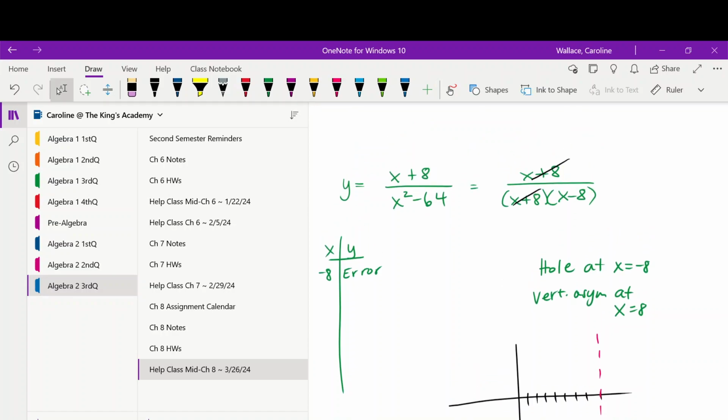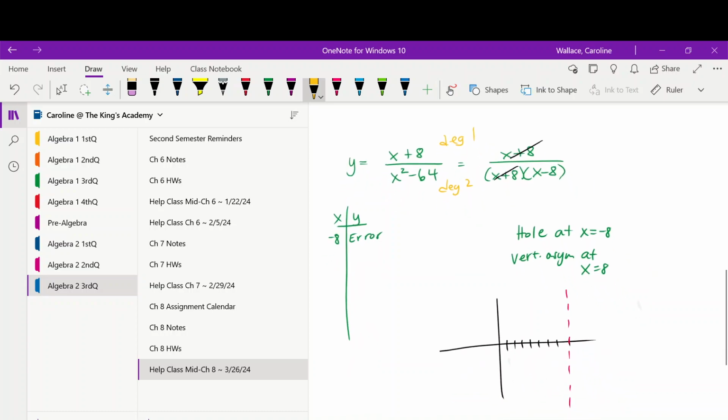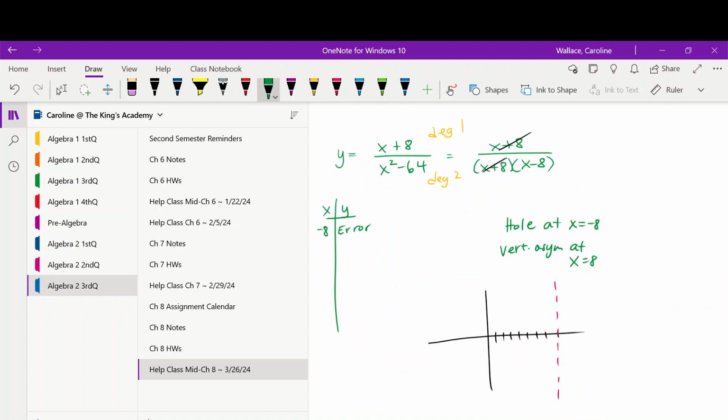Go back to the original problem and compare the degrees. Degree is 1, degree is 2. When it's larger on the bottom, what is it automatically going to be? Good. So the horizontal asymptote is automatically at y equals 0. So I'm going to go ahead and sketch that too. There we go.